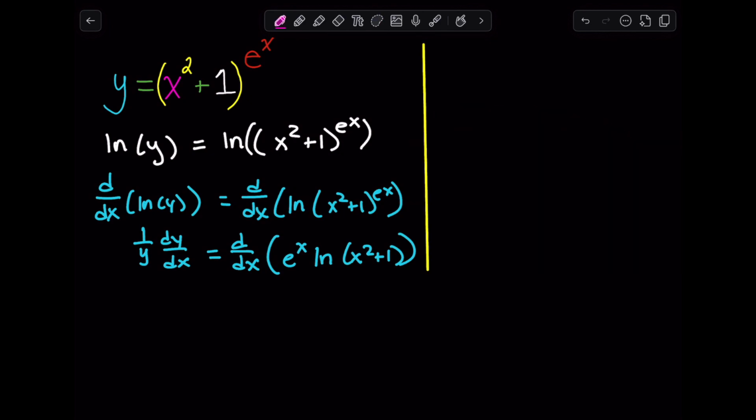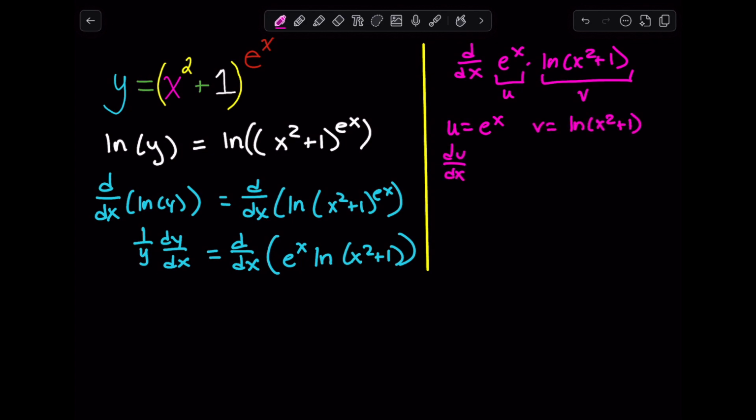So let's apply the product rule over here on the right-hand side. To take the derivative of e to the x times ln of x squared plus 1, we're going to first define u as e to the x. Then we're going to define v as ln of x squared plus 1. So continuing the product rule here, we derive u, du dx is e to the x. And dv dx is a little bit trickier.